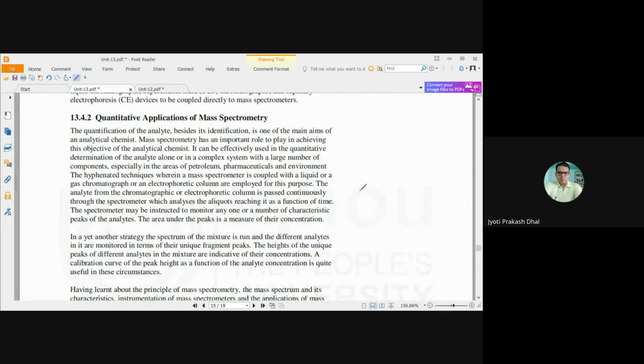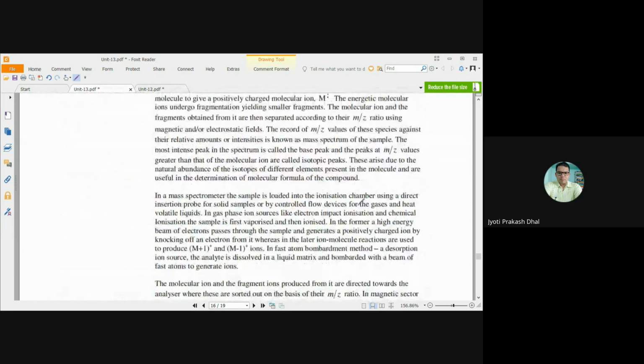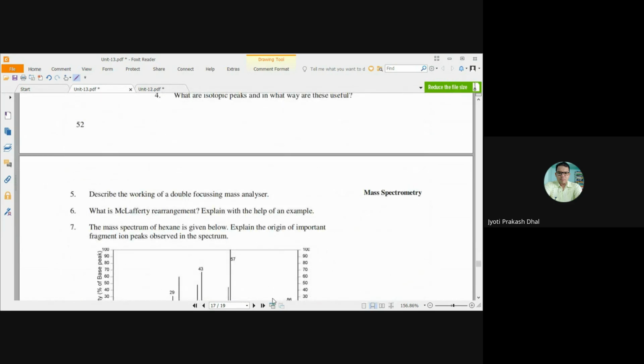And quantitative application of mass spectrometry. Besides qualitative analysis, quantitative analysis is the main aim of an analytical chemist. So mass spectrometry has an important role in achieving this for the analytical chemist. It can be effectively used for the quantitative determination of an analyte in a complex system with a large number of components, especially in the case of petroleum, pharmaceuticals, and environmental samples. And after that, we will discuss some applications.